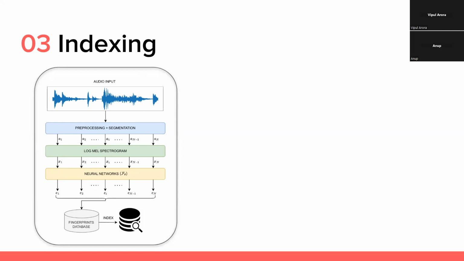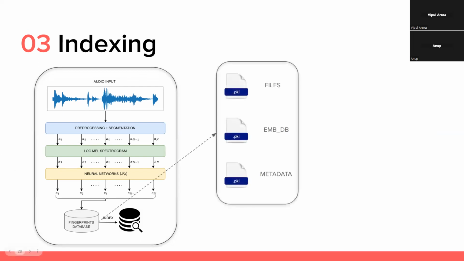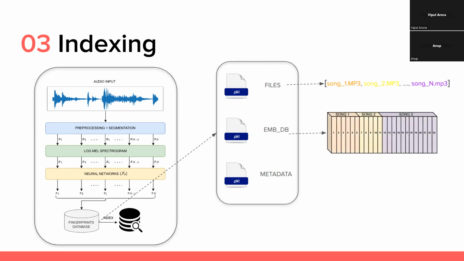In the coding session, you will see that we implement this step of indexing. Once you collect all the fingerprints from all the audio files, it will generate three pickle files, and in the coding session you will see what each file represents. There will be one pickle file with the name files, which will just contain the names of all the audio files in your reference database, like song1.mp3. Another pickle file will be created with the name emb_db, which is a big array of all the fingerprints that you have extracted from all the audio.